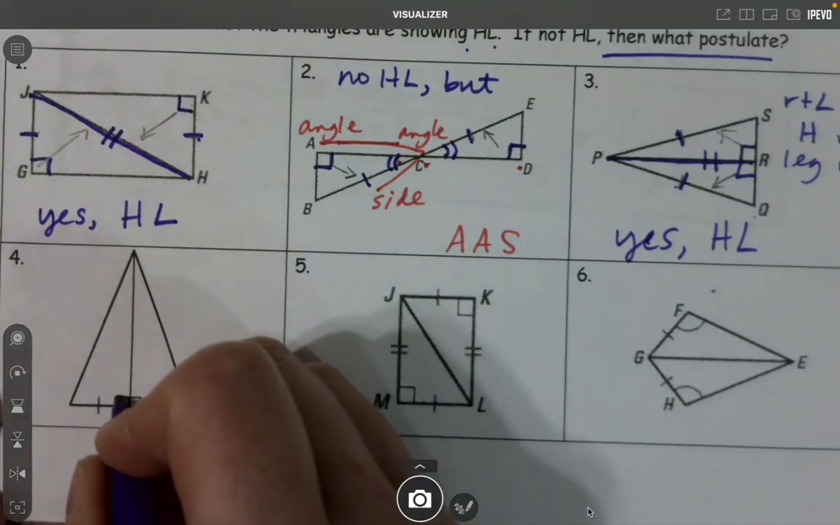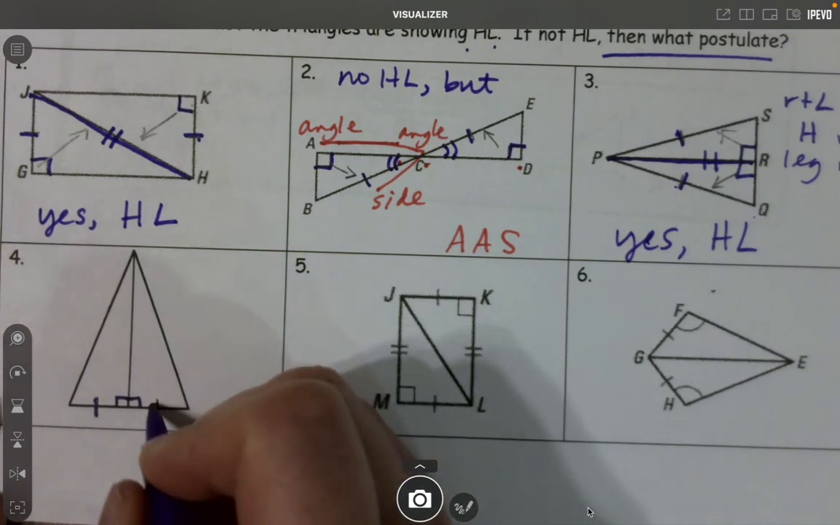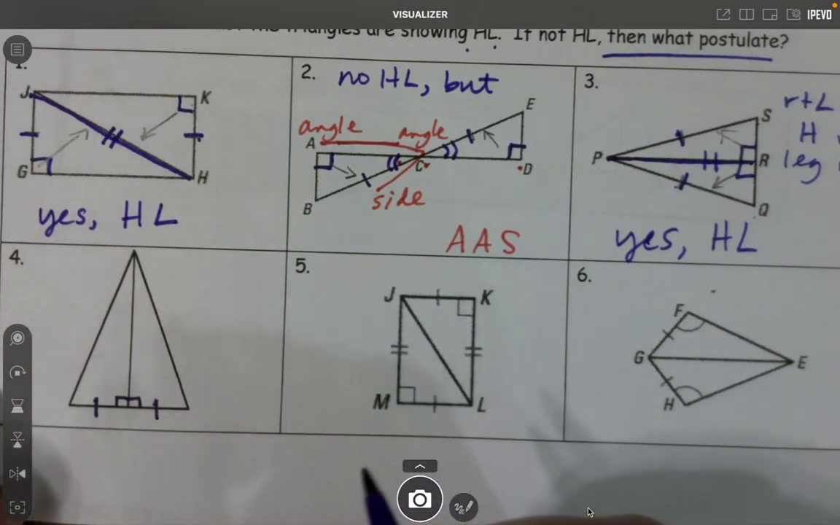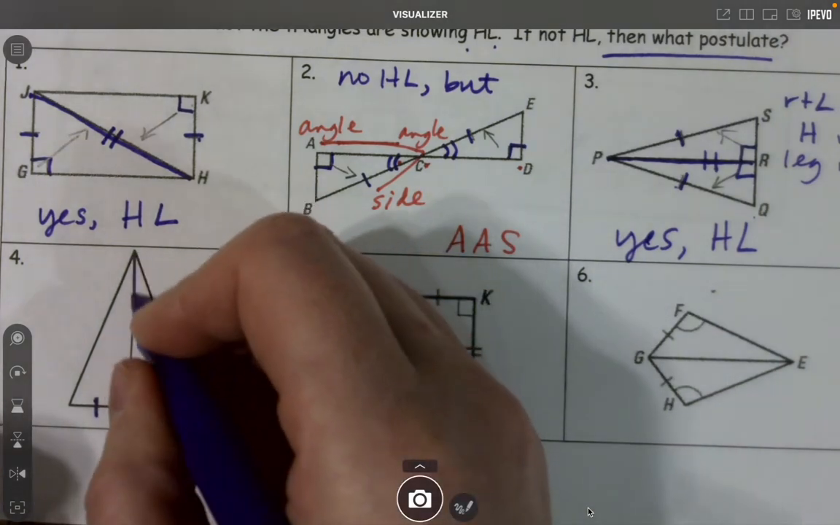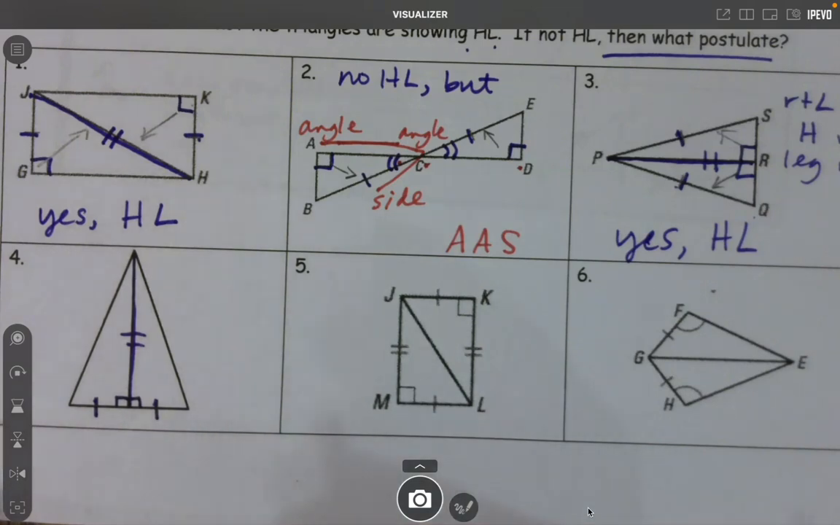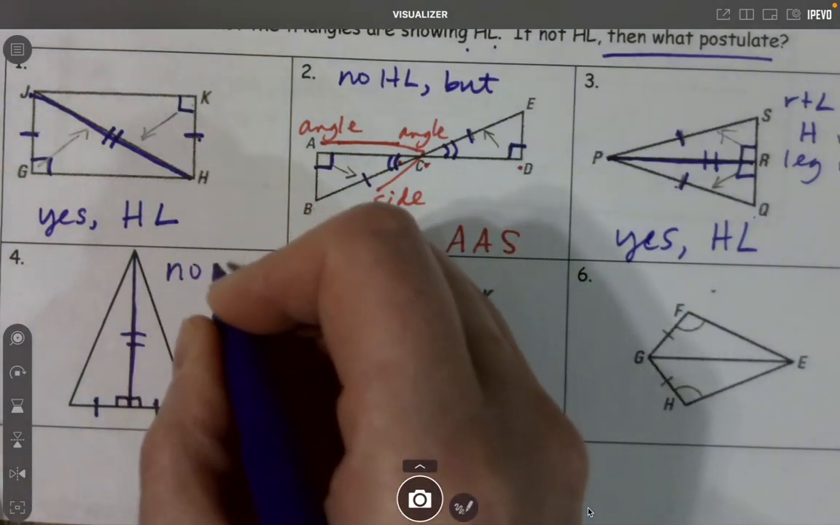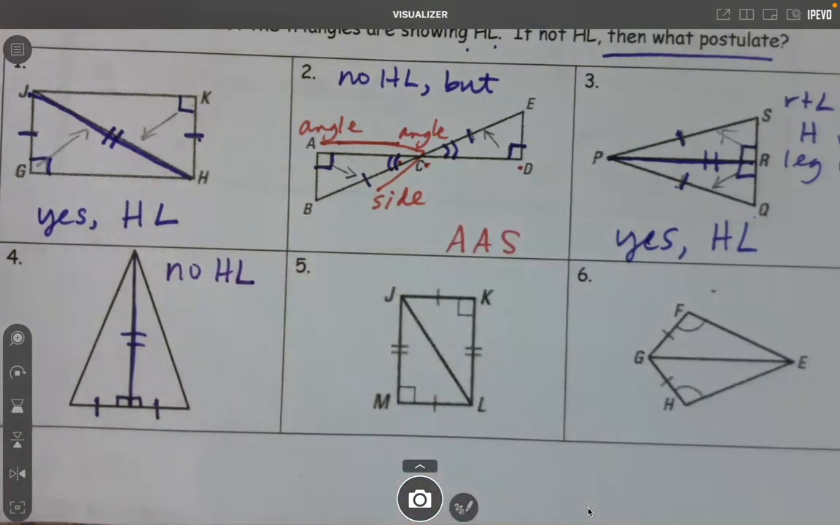We have a right angle marked again. We've got a leg on both sides. It's not across from the right angle, so it's not the hypotenuse. We also have this shared side in the middle that I can mark. And we don't have anything about the hypotenuse. So I'm going to say it's no HL, but that means we have some other kind of congruence. So let's see what's going on.